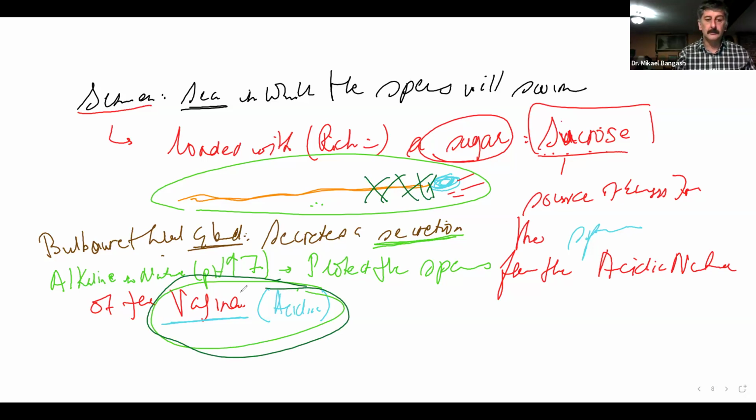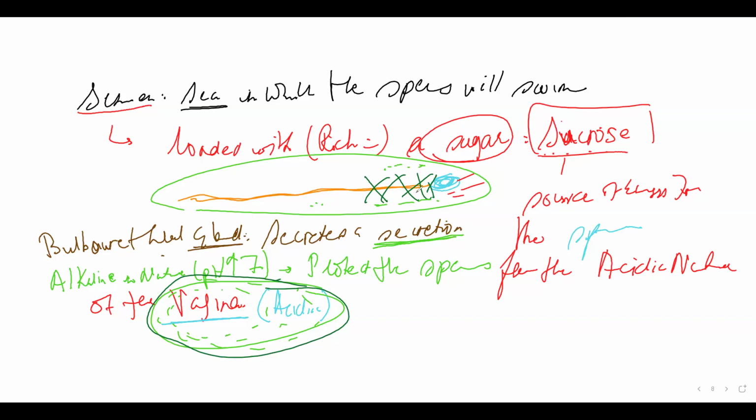So to counter this acidic environment, the sperms are going to be accompanied with the secretion from the bulbourethral gland, which is alkaline and is going to neutralize the acidic pH of the vagina, because that acidic pH can cause damage to the sperms and make them pretty much infertile. Did you guys get that?